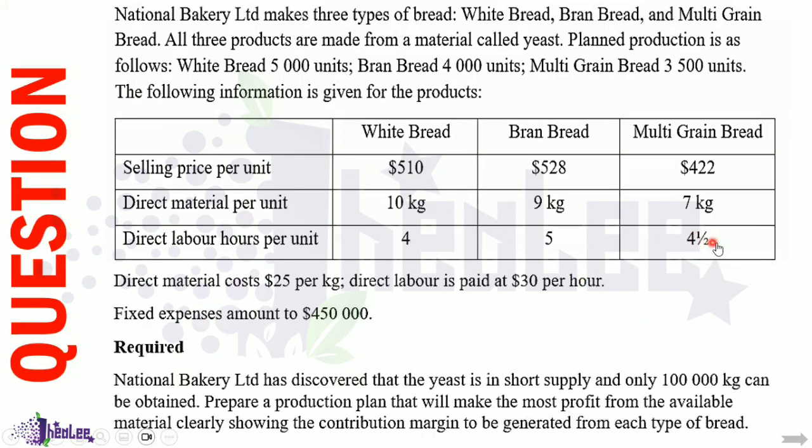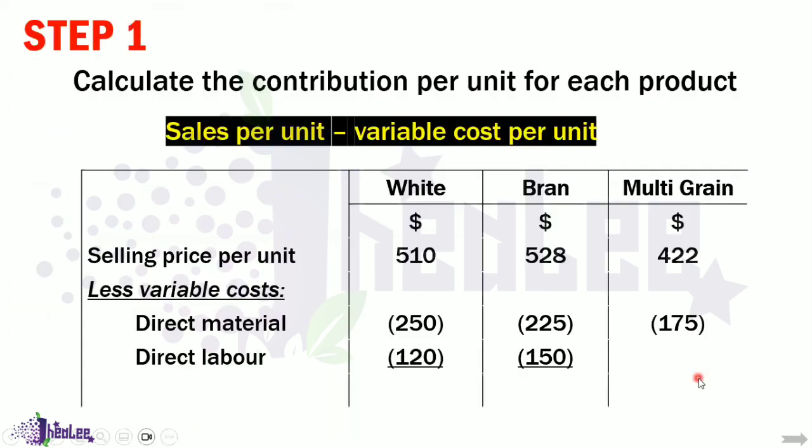For the multigrain, it takes 4.5 hours to produce 1 unit. The rate per hour for labor hours is $30. So 4.5 hours multiplied by 30 gives us a value of $135 for direct labor for the multigrain bread.